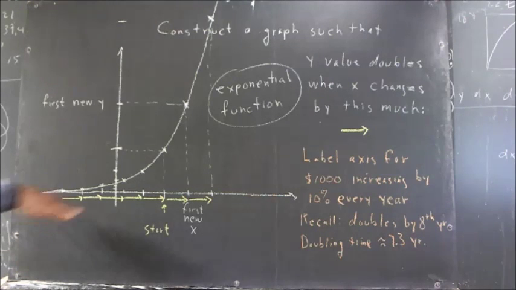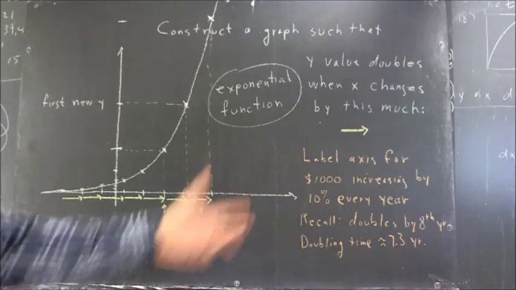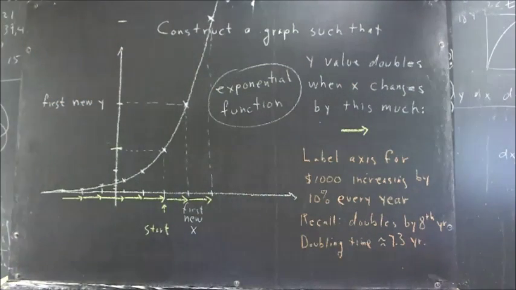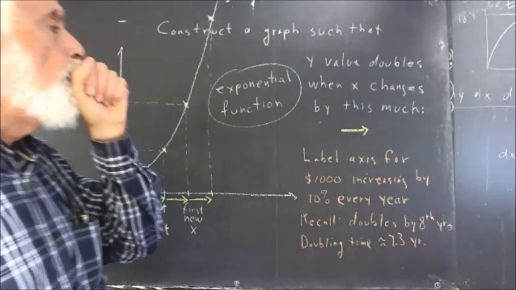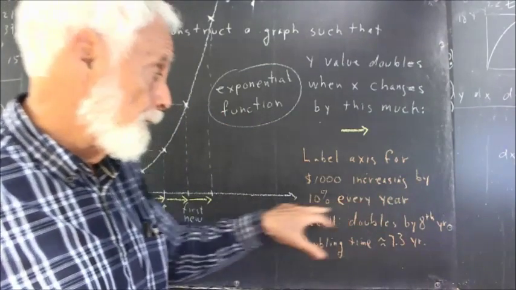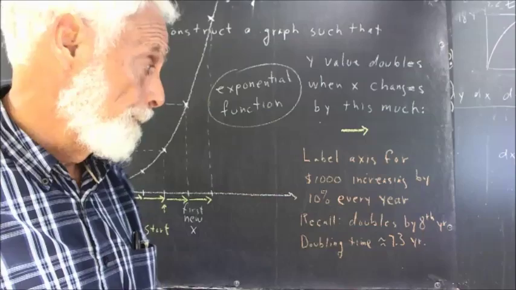Now with this exponential graph, we don't have a scale here. I didn't say how long this was. What we want to do is label the axis for the problem you saw earlier about $1,000, which increases by 10% every year.